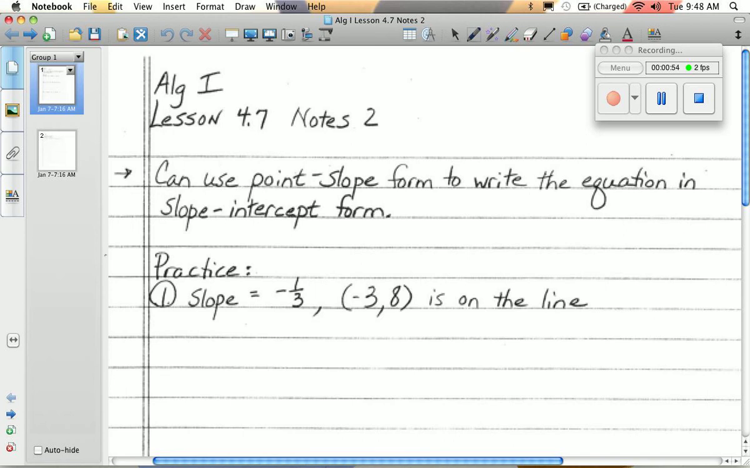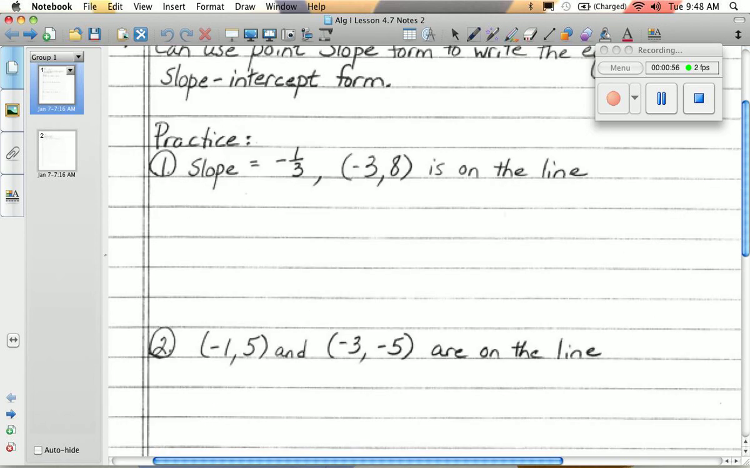Okay, so in our first one, we're given the slope, so we don't have to find it, and we're given a point that's on the line. Is that point the y-intercept that they gave us? Negative 3, 8. No. How do we know that's not the y-intercept? X is not equal to 0. If x was equal to 0, we could go right to putting this into slope-intercept form. But because x is not equal to 0, this point is not the y-intercept. So what we're going to do is write this equation in point-slope form first.